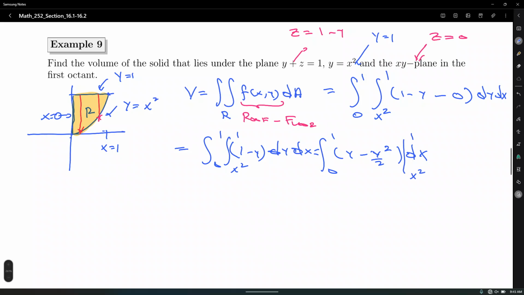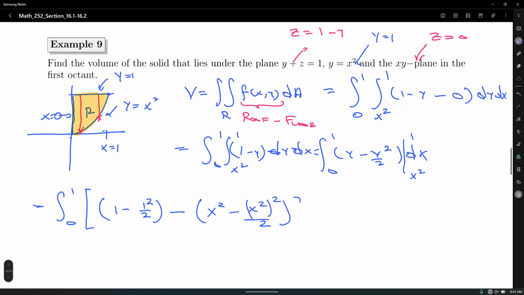Okay? Upper limit, that is the integral from 0 to 1. So that is 1 minus 1 squared over 2 minus lower limit, that is x squared minus x squared squared over 2 dx. All right? Okay, let's simplify. Oh, so no, it's no longer going to be a 0. So that's a 1 minus a 1/2. That's going to be 1/2. All right? So that's the integral from 0 to 1 of 1/2 minus x squared plus x squared squared. What's x squared squared? That's x to the 4th, or 1/2 x to the 4th dx. So let's integrate this polynomial.